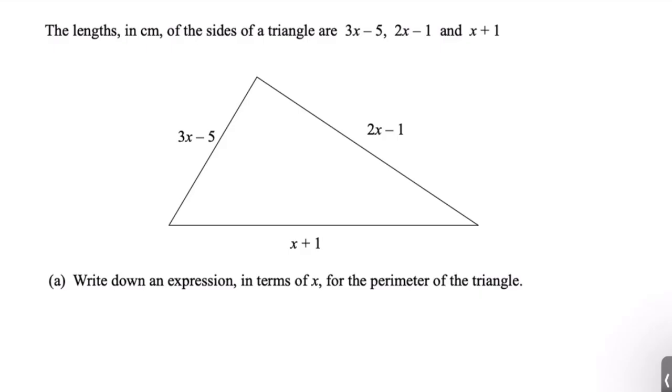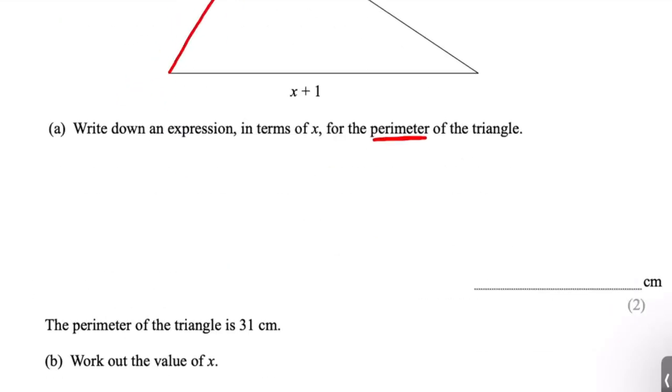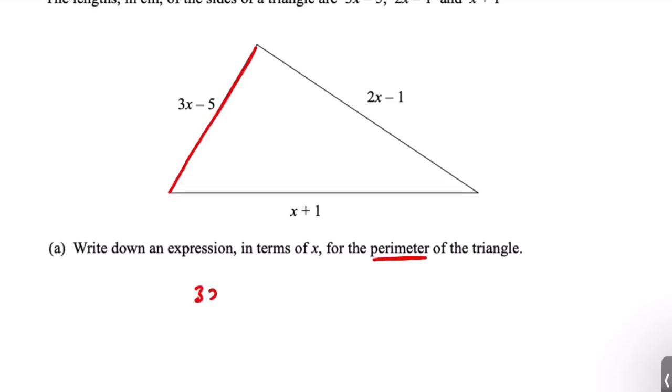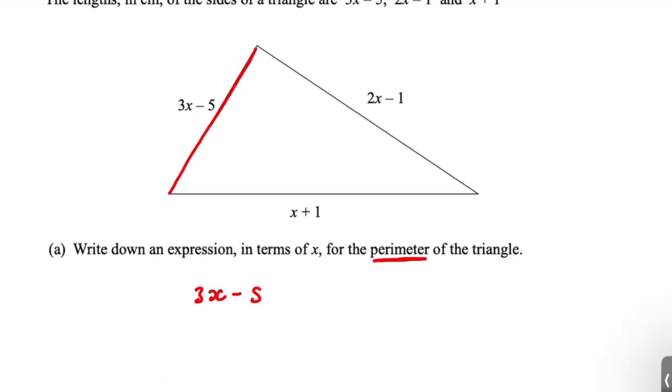So when we're working on the perimeter of a triangle, we know that the perimeter is the distance on the outside of the shape. So when we're working on the perimeter, we just add the lengths of the sides together. Okay, so the first length is 3x minus 5. So we have 3x minus 5, and then we have to add this length on. So add 2x minus 1, and then we have to add this length on, which is add x, add 1.